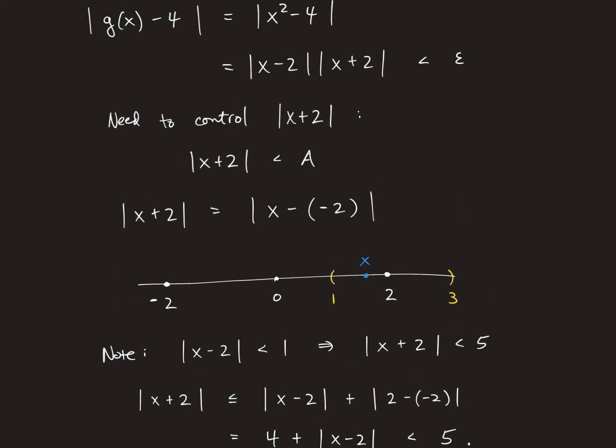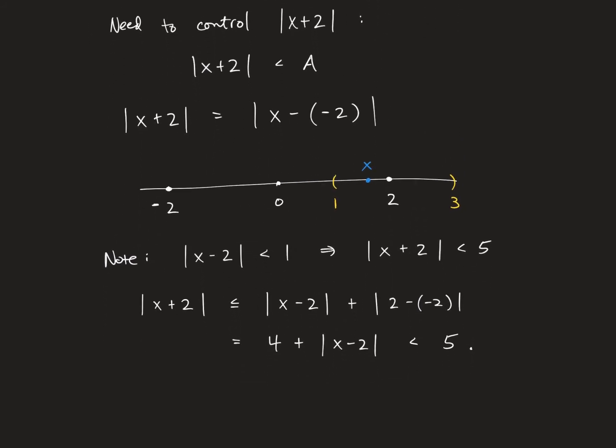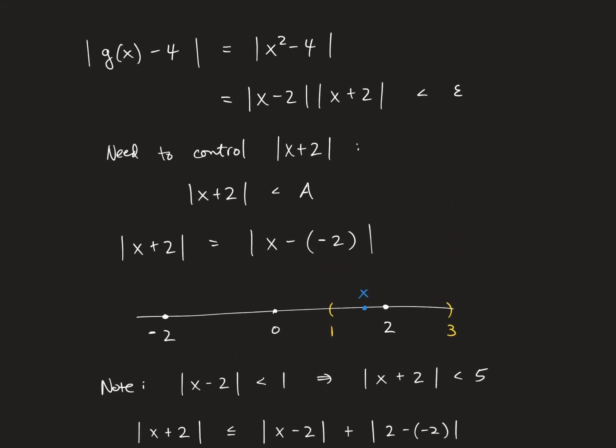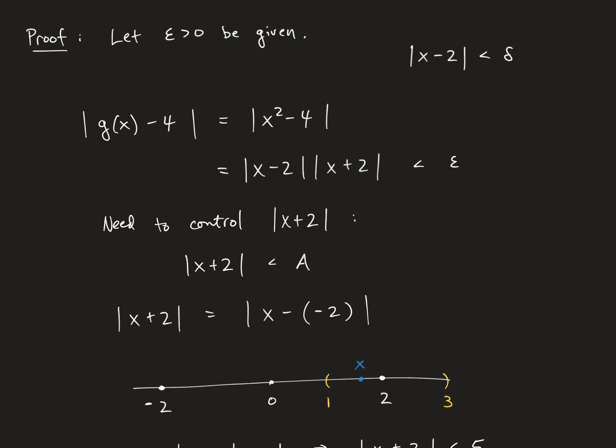Okay, so provided that x is within a distance of 1 of 2, that puts this x plus 2 under control. The distance from x to negative 2 is less than 5. And so if we go back up to here, we see that we can write this is less than 5 times the absolute value of x minus 2, and this will be provided the distance between x and 2 is less than 1.